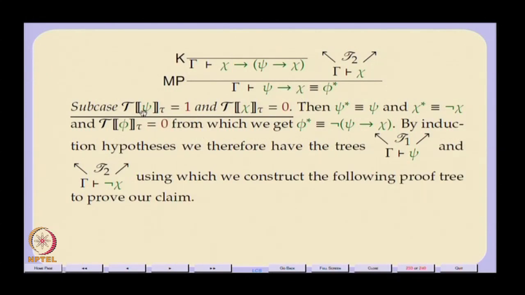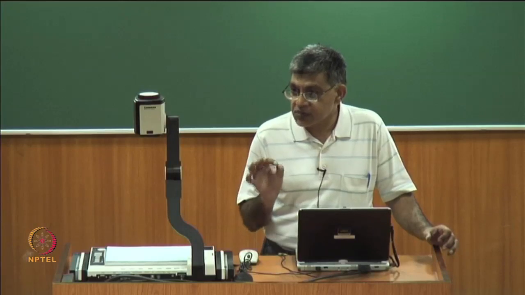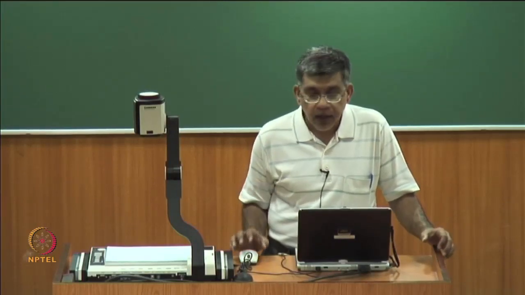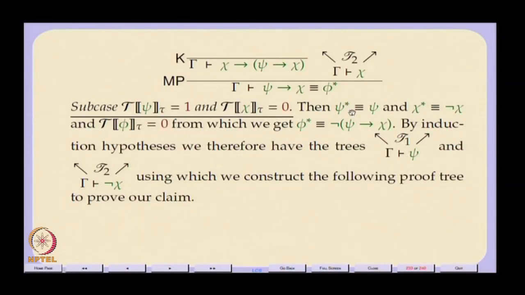The last subcase is when psi has been assigned 1 and chi has been assigned 0. Clearly phi is not true, since phi is of the form psi arrow chi. So, which means that firstly psi star is the same as psi, chi star is not chi, and phi star is not of psi arrow chi. So, we have these proof trees T1 and T2 by the induction hypothesis, which from the same assumptions gamma prove respectively psi star, which is psi, and chi star, which is not chi.